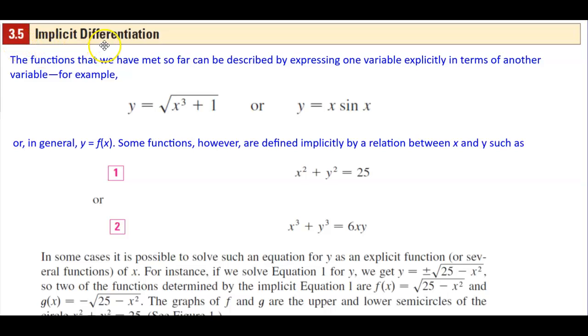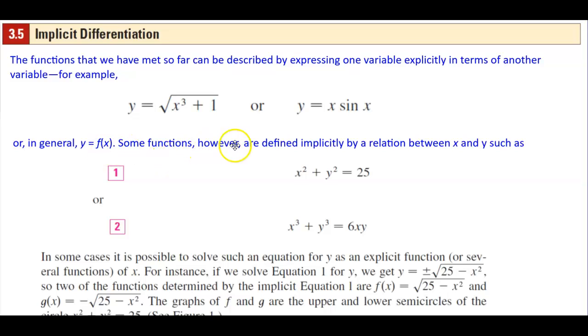Section 3.5, Implicit Differentiation. The functions that we have met so far can be described by expressing one variable explicitly in terms of another variable. So for example, y is equal to the square root of x cubed plus 1, or y is equal to x times the sine of x. Or in general, y is equal to some function f of x.